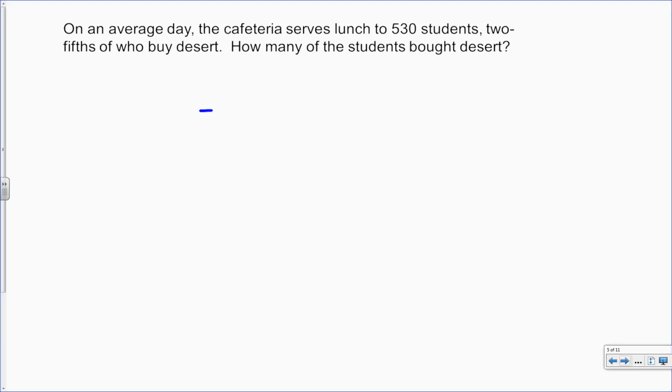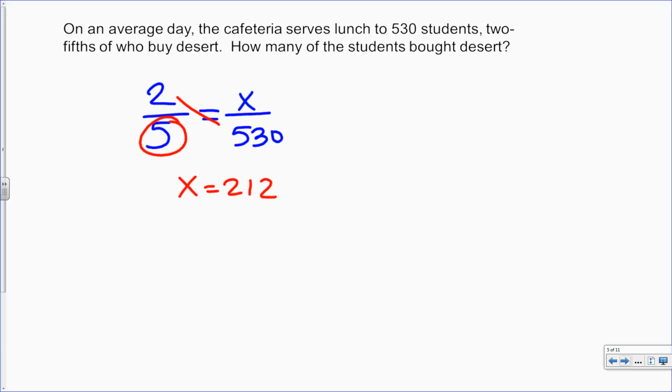Since we're doing this in proportions, we're going to write this as a proportion. It says 2/5 bought dessert, which means 2 out of every 5. So how many would that be out of 530? That is how you would write your proportion. To solve that, we can cross multiply 530 times our 2, and then divide by our 5, and that would give you an answer of 212. So you should have found out that 212 students bought dessert.